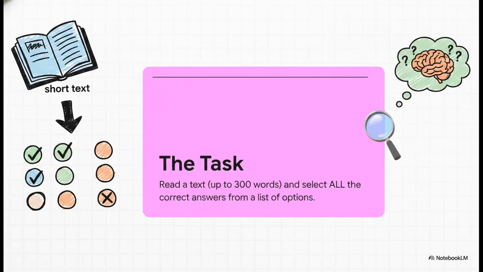Okay, so what is this task really? Well, at its core, it's pretty straightforward. You're going to get a short piece of text, never more than about 300 words. And then, right after that, you'll see a question with a bunch of options. Your one job is to pick all of the answers that are correct, but, and this is key, they have to be correct based only on what the text says.